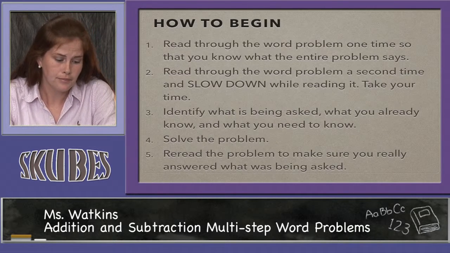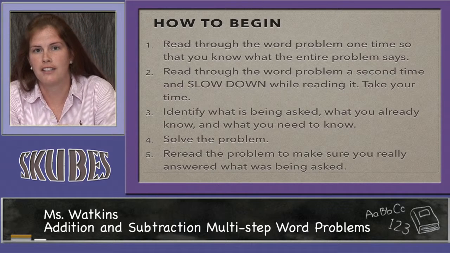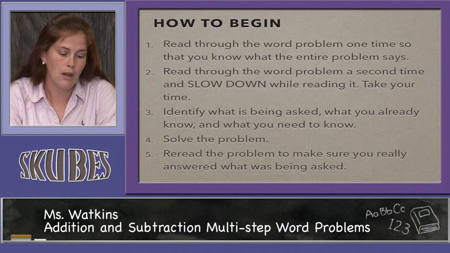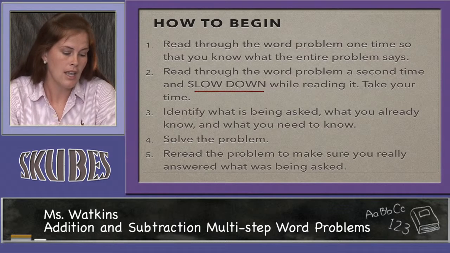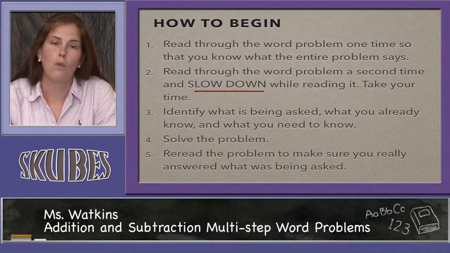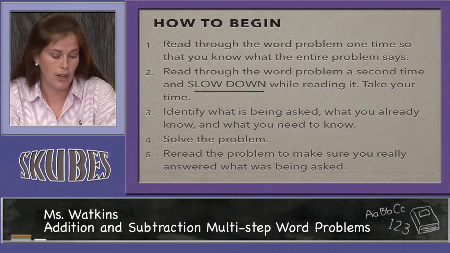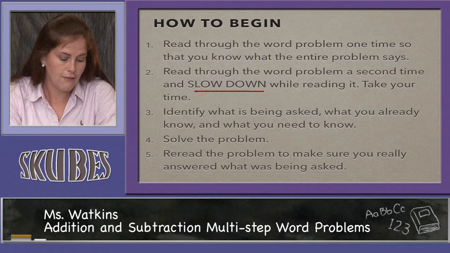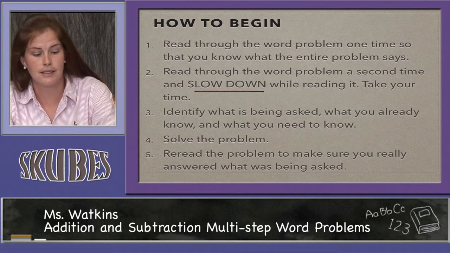How to begin. The first thing you need to do is read through the entire word problem. Don't get too bogged down in trying to find all the key details and pulling them out. Next, you can read through the word problem a second time and slow down while reading it. Take your time. The third step would be to identify what is being asked, what you already know, and what you need to know. The fourth step is to simply solve the problem. And finally, reread the problem to make sure you really answered what was being asked.